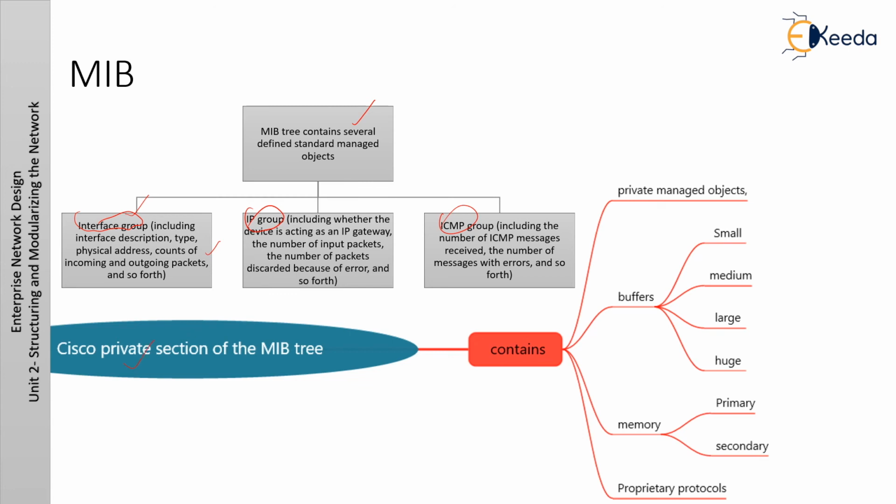Now come to the private section of the MIB tree. This contains private managed objects like buffers, small buffer, medium buffer, large buffer, or huge buffer, like memory, whether it is primary memory or secondary memory, and some proprietary protocols. So private definitions of managed objects must be compiled into the NMS before they can be used. The result is output that is more descriptive, with variables and events that can be referred to by name.